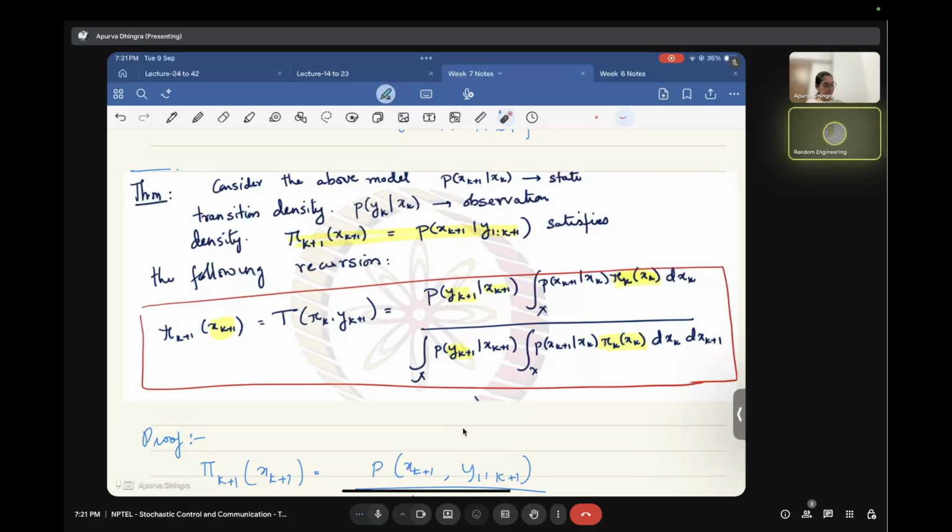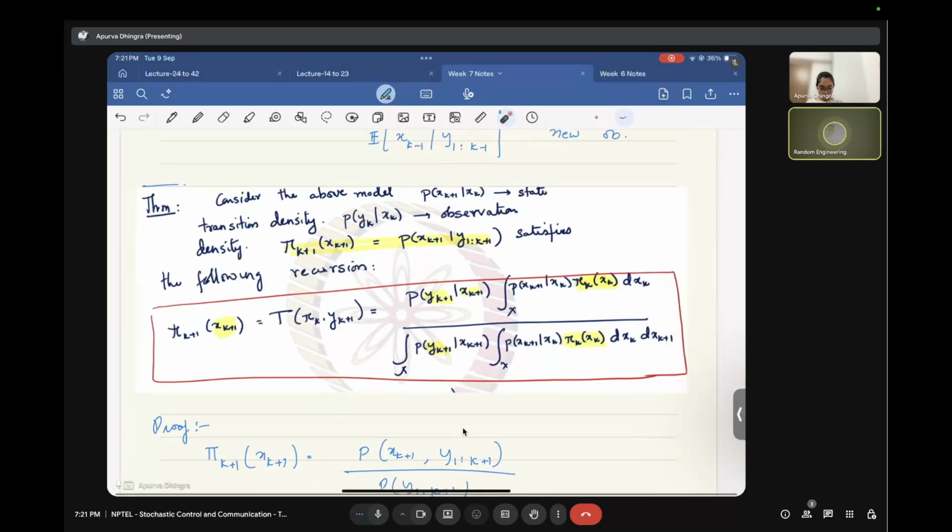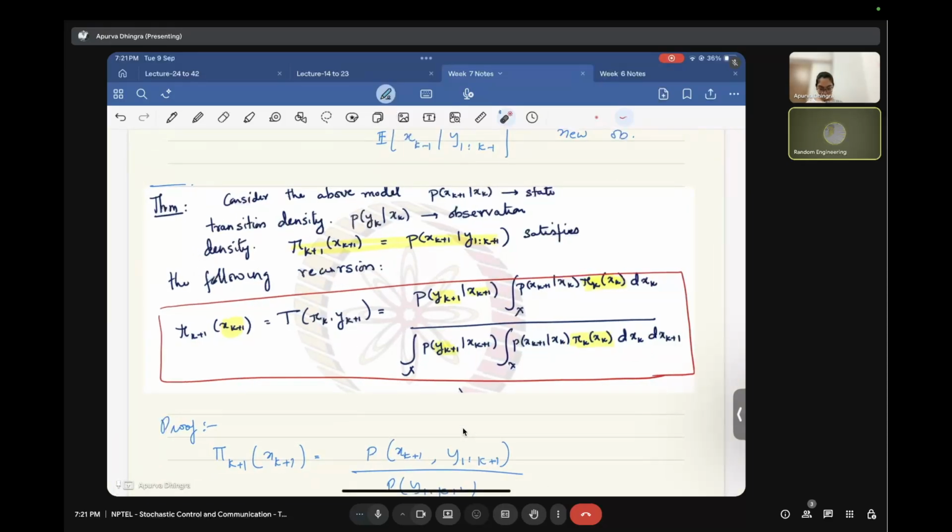Sir has cancelled something, the probability of y 1 to k, from both, and he suggested to do something differently. I tried that. Then I realized there should be a hidden constraint in the theorem: probability of y at any state should not be 0. That is a regular thing, people typically have that in mind.